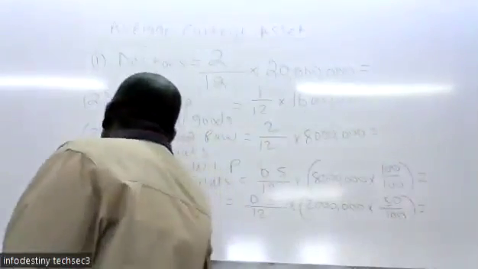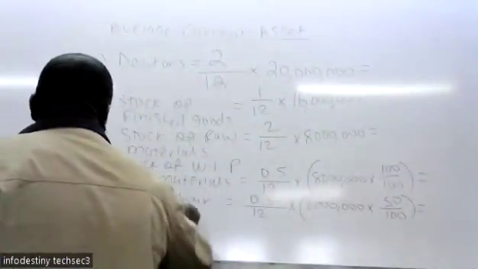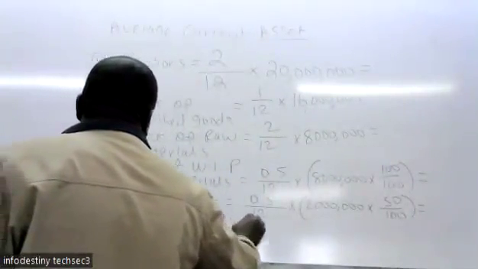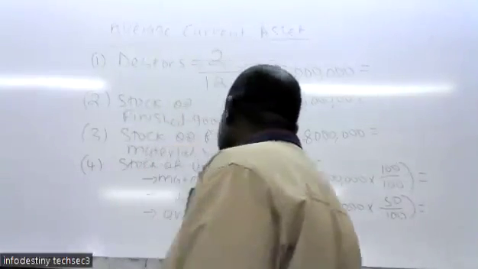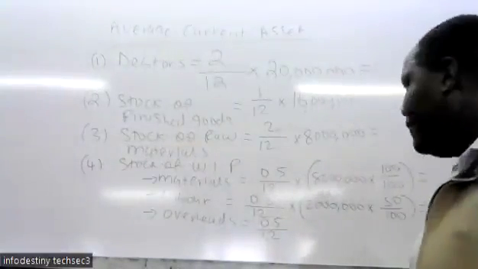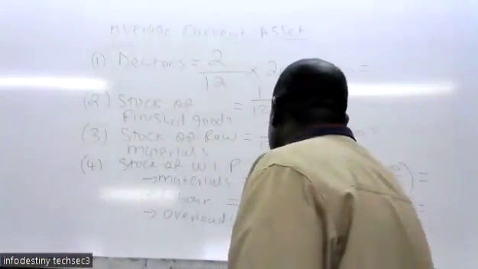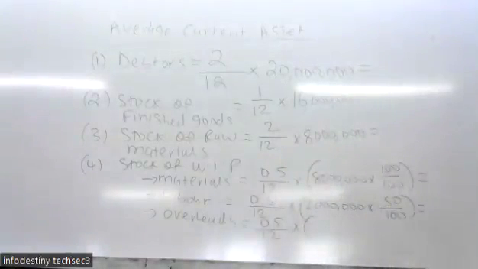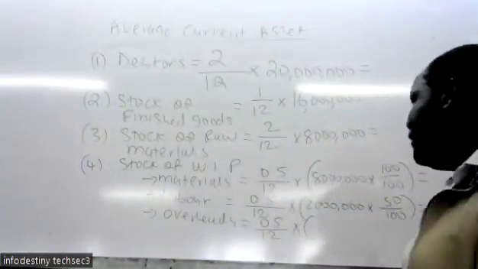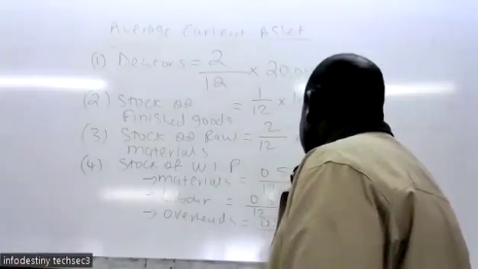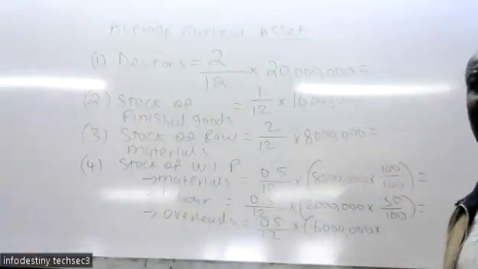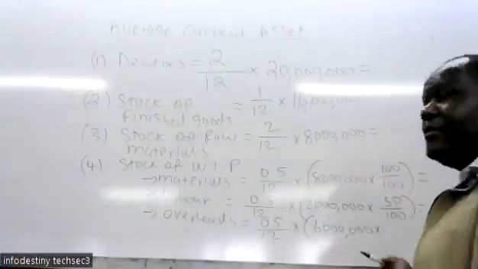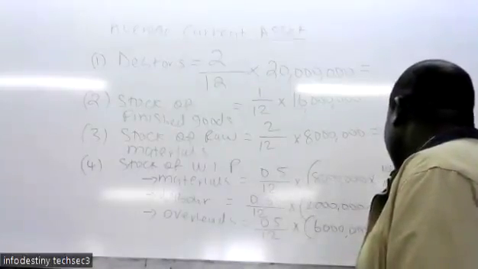The next one should be the overheads. For the overheads, you also take 0.5, also divide by 12, then multiply by the overheads figure we calculated, which was 6 million. So you also take the 6 million, which is also 50% complete. Material, labor and overhead were 50%, so also multiply by 50 over 100.